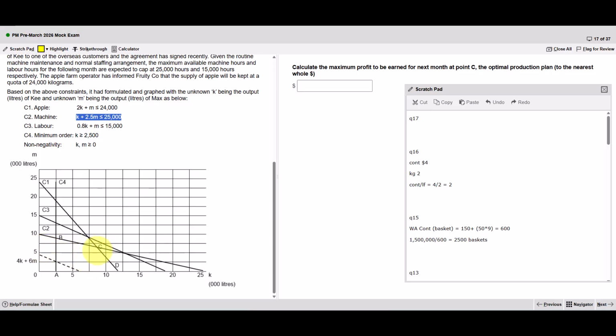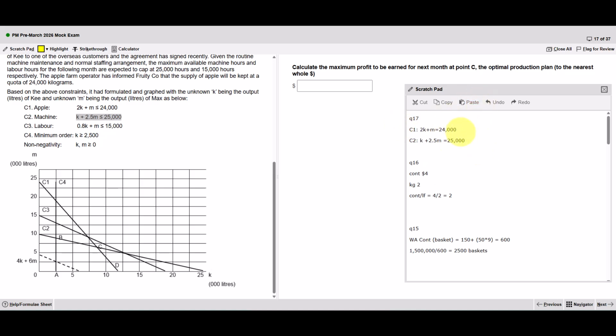And although we can't read it off the graph, we can see that the value of K is somewhere around 7.5 and the value of M is probably 6.5 or thereabouts. Remember, we're working in thousands, but we can use that as a sense check as we do our calculation. And the way we do this is we use simultaneous equations. We take the equation for C1 and C2. At the moment they're given as inequalities, but we turn them into normal equations.